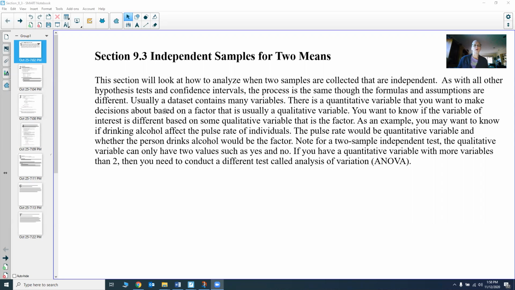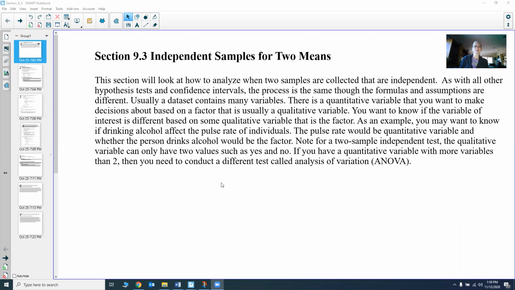So we are going to look at a whole bunch of variables, usually in a data set. There are going to be quantitative variables that you want to make a decision about based on a factor that's usually a qualitative variable. And so you want to know if your variable of interest is different based on some qualitative variable. That's what we call the factor. As an example, you might want to know if drinking alcohol affects the pulse rate of individuals. The pulse rate would be that quantitative variable, and whether the person drinks alcohol would be the factor.